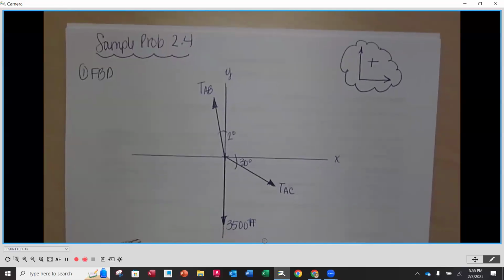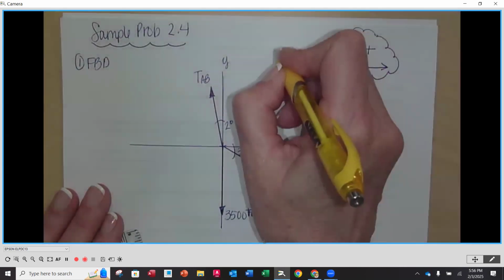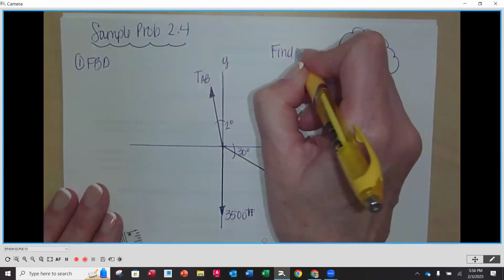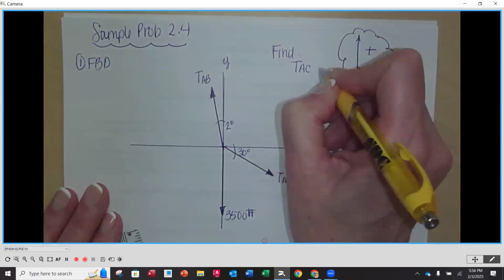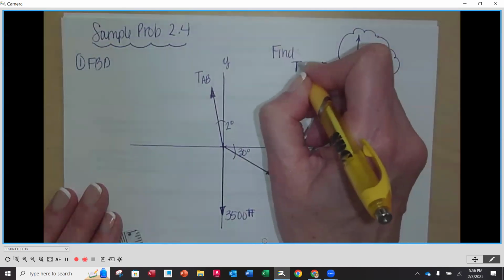Now, those are all of the cables coming from point A. So we have it represented and we have 2 unknowns here. We want to know what the tension in AB is and what the tension in AC is. So you could even put over here too, you could say find TAC and TAB. That way you kind of know where you're going, right?